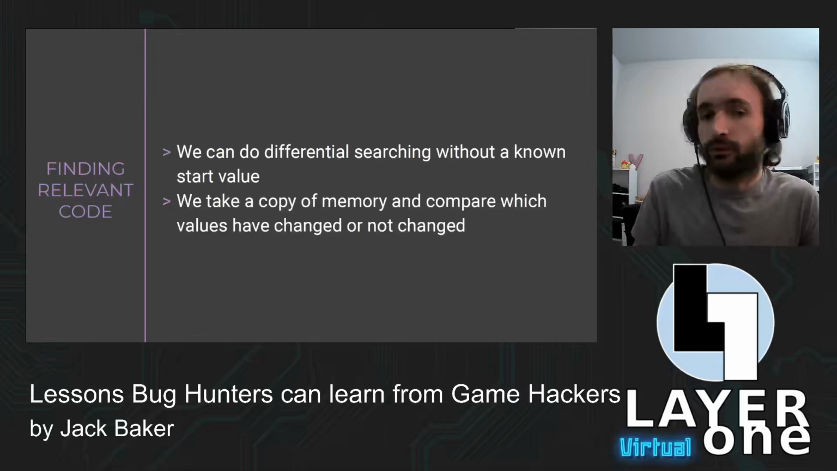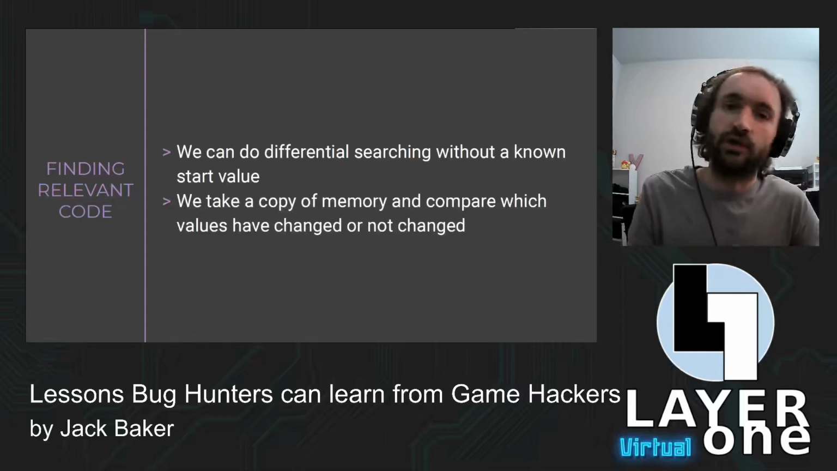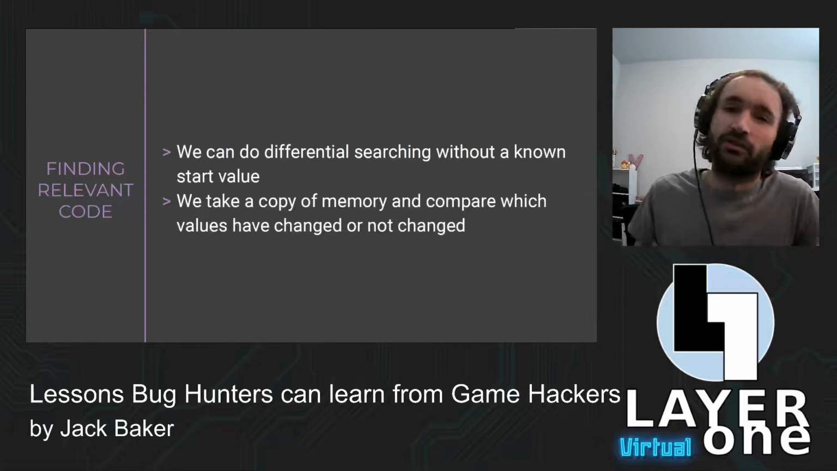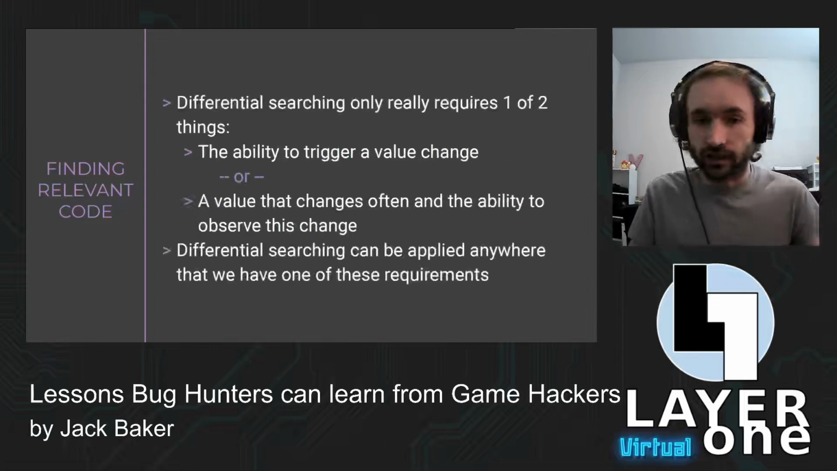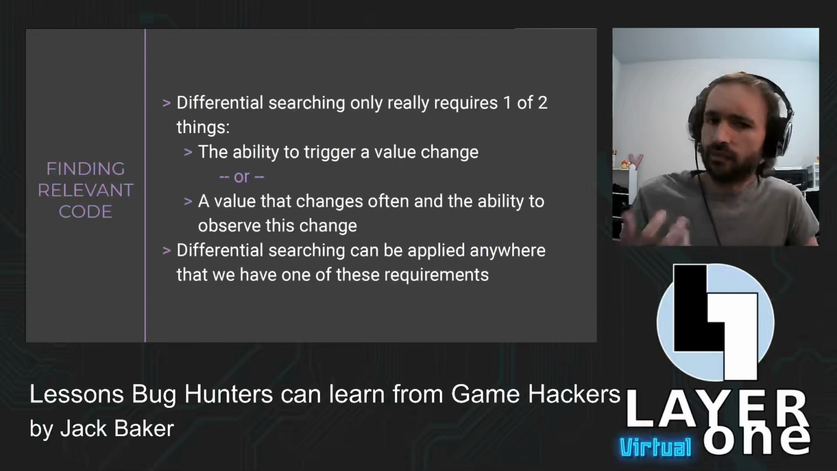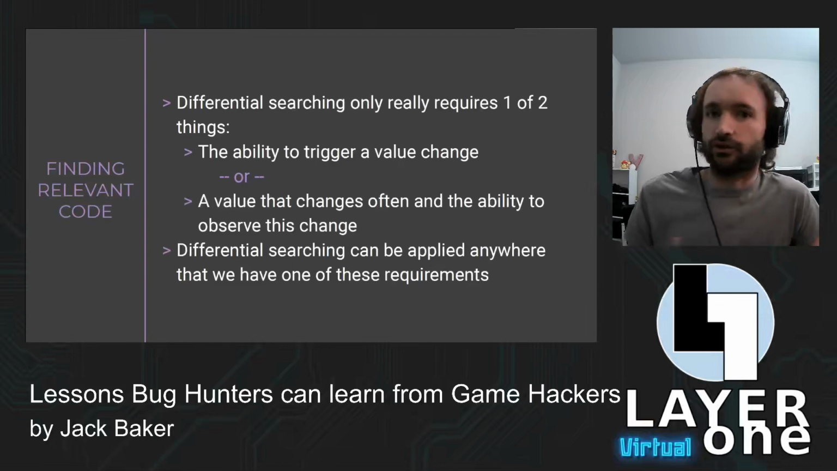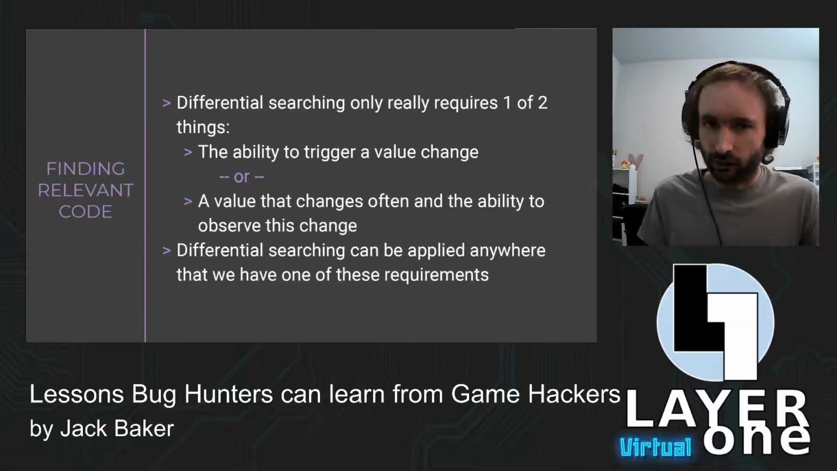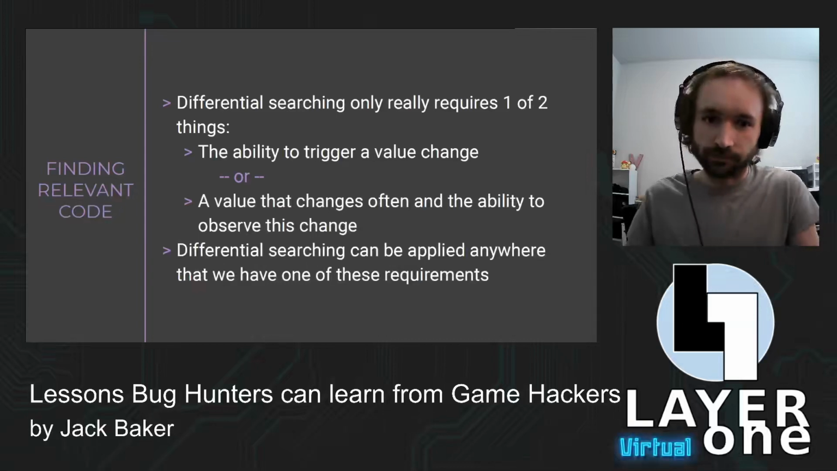And once we have those, we can do the exact same process. We can find the code that is responsible for acting on those values, and that becomes the starting point of our reverse engineering. So when you're doing differential searching, it only really requires one of two things. The first could be the ability to trigger a value change. So when we move, we know that we are changing the value in some way.